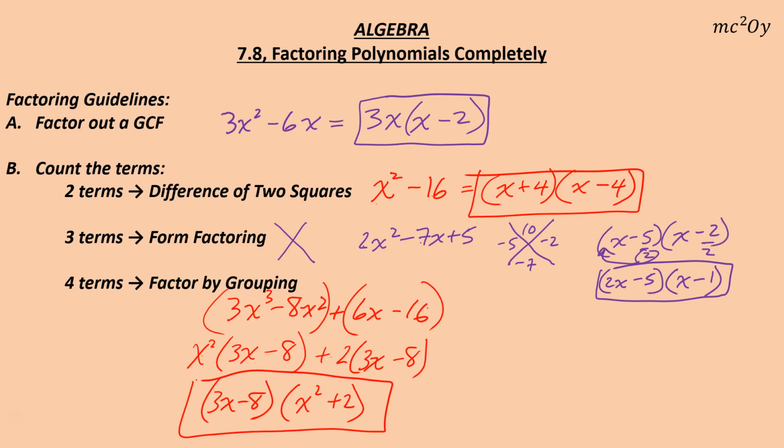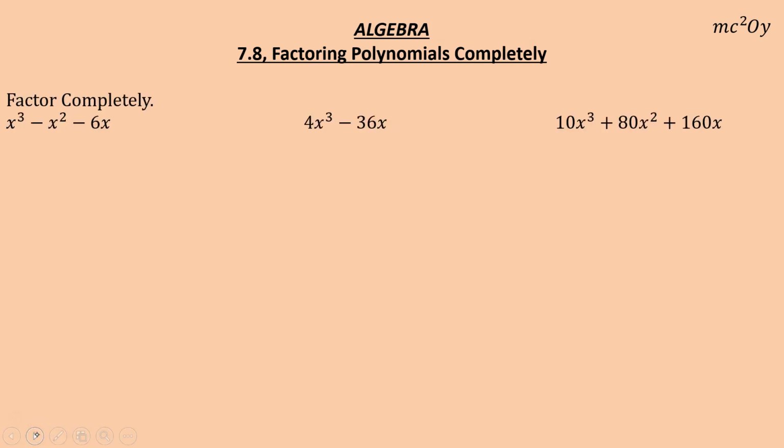Now, the reality is, what happens is you always look for greatest common factor, and then you count the terms. And if you have 4 terms, you have to do factor by grouping, and then there's a chance you maybe have to do some form factoring or difference of 2 squares. If you only have 2 terms, you won't ever have to work your way down the list, but you may have to work your way back up the list. Okay? All right. So let's go ahead and try another problem here.